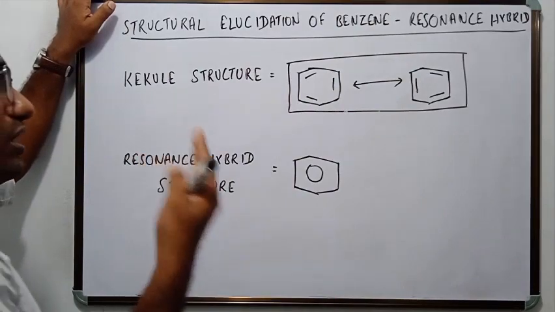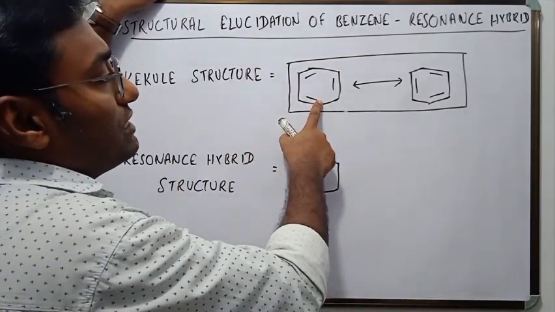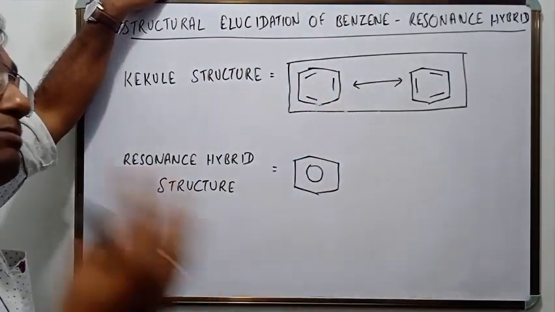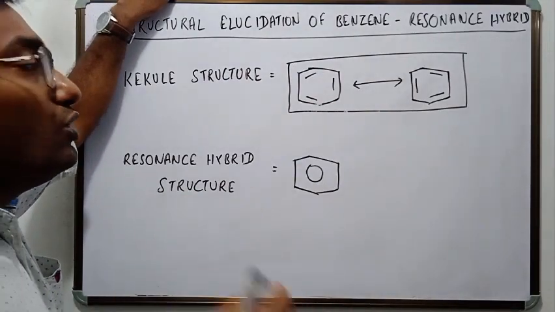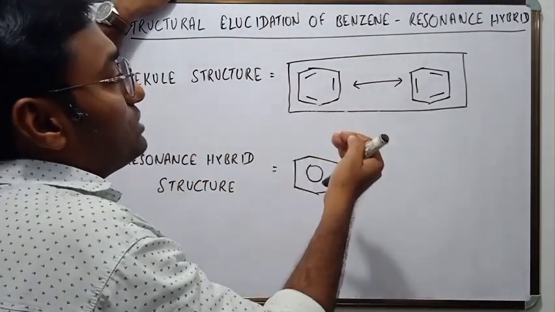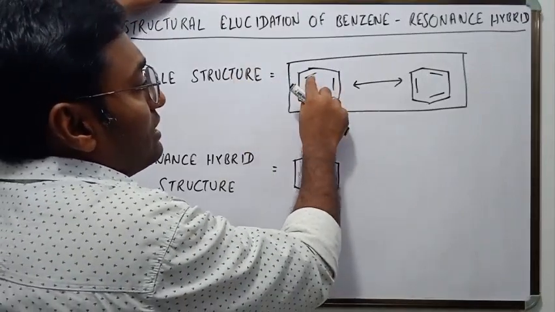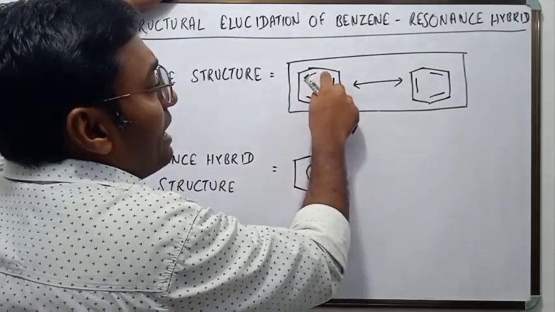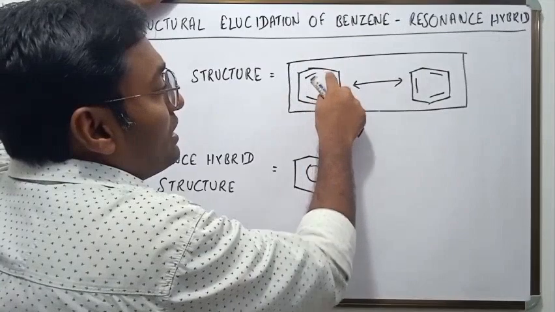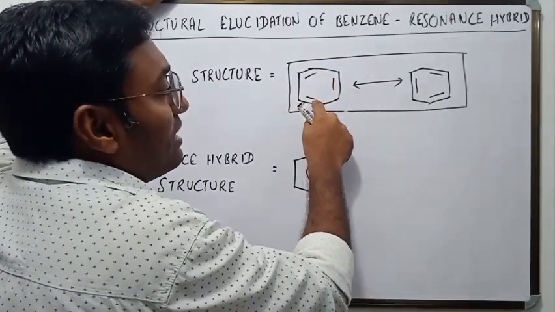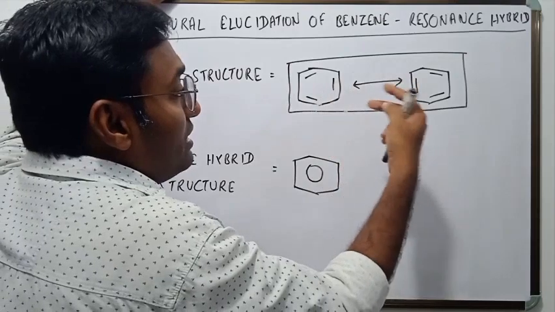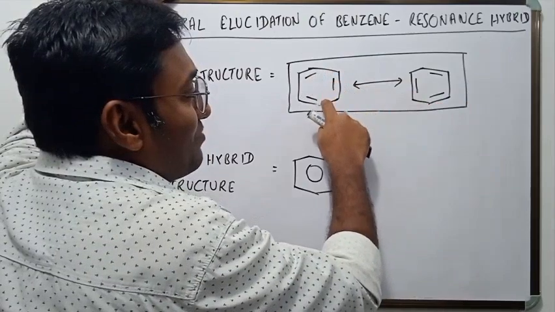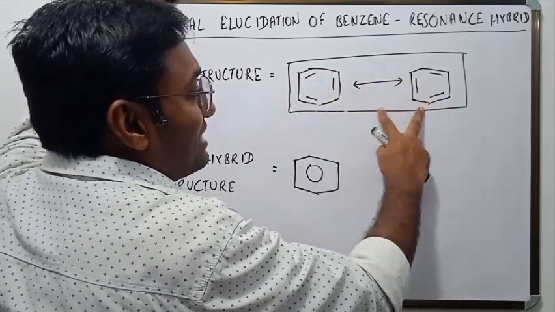Then, as you know, a lot of objections were raised to this structure, because it was not able to explain a number of chemical reactions that benzene could show. So as a defense to these objections, Kekulé postulated that each of the double bonds oscillated back and forth. That means this bond would go here, this would go here and this would go here and then come back. That would lead to a second kind of structure. This one will be here, this one here and this one here. So that would lead to a second type of structure.